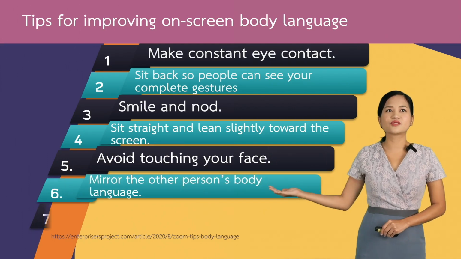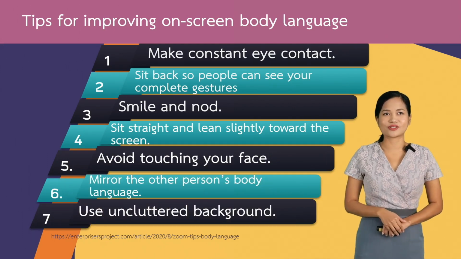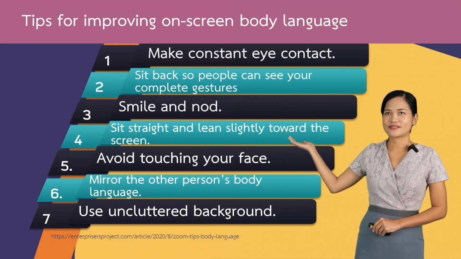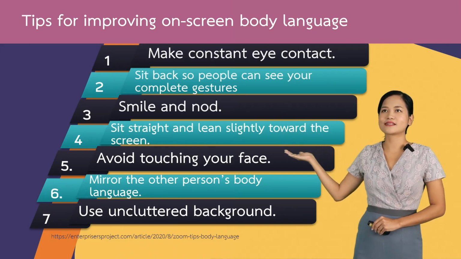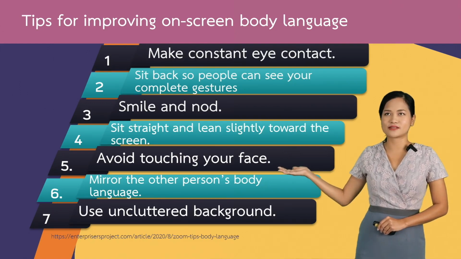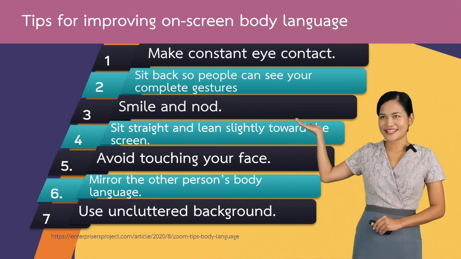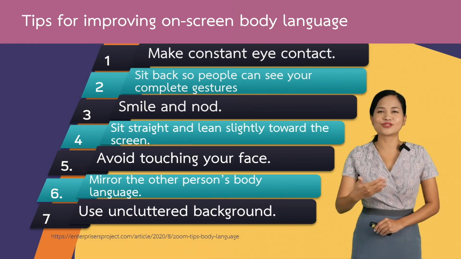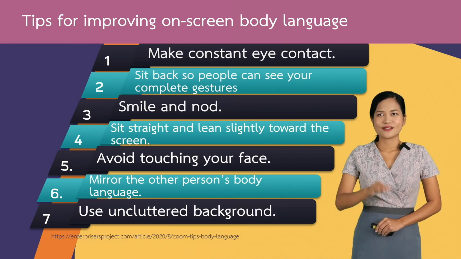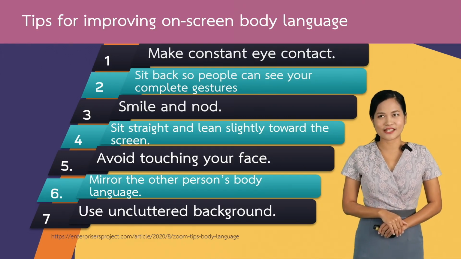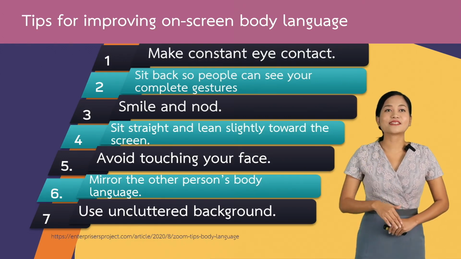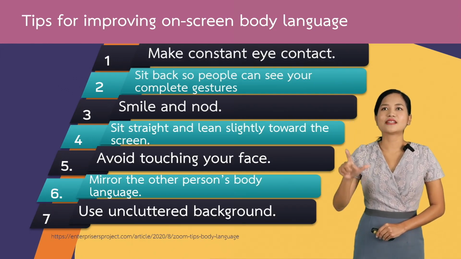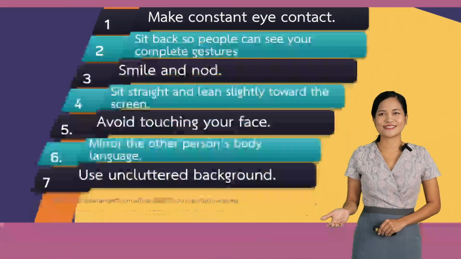There are 7 Zoom tips for better body language. Okay, first, make constant eye contact. Second, sit back so people can see your complete gestures. Third, smile and nod. Fourth, sit straight and lean slightly toward the screen. 5, avoid touching your face. 6, mirror the other person's body language. And 7, use uncluttered background.